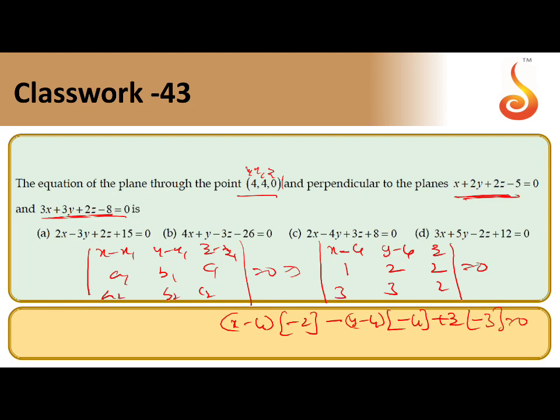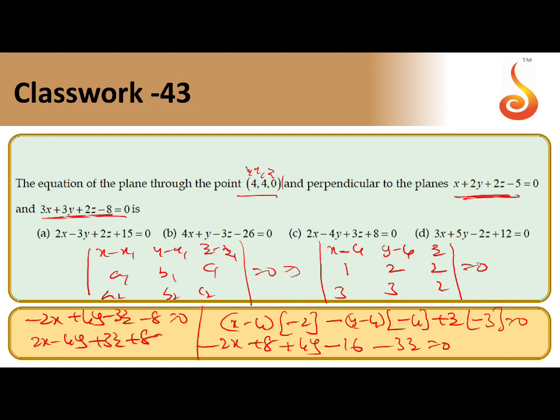Clear this one? Now we have to simplify this. So minus 2x plus 8 plus 4y minus 16 minus 5, plus again minus is there, minus 3z equal to 0. So finally minus 2x plus 4y minus 3z minus 8 equal to 0. If you multiply by minus, 2x minus 4y plus 3z plus 8 equal to 0. Plus 8 where? Here only. Option C is the right answer.